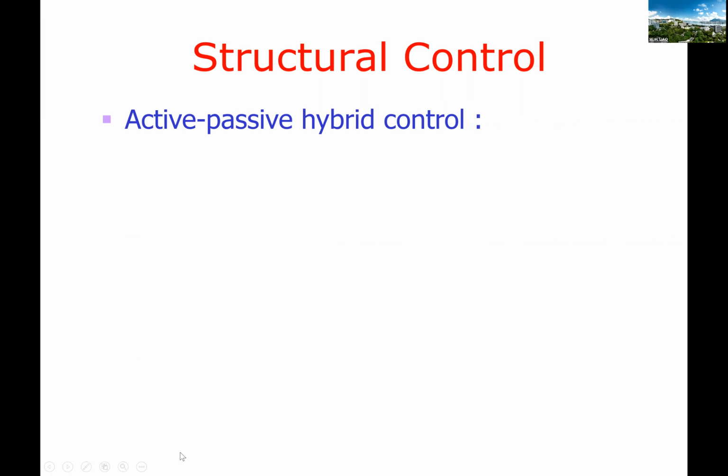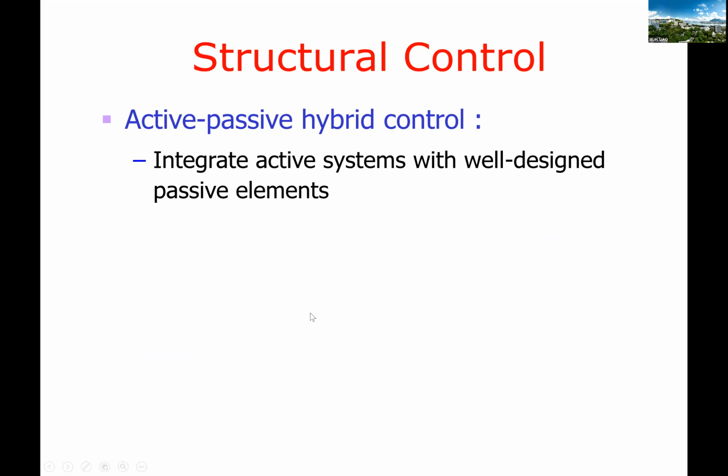The next one will be active-passive hybrid. We call it active-passive hybrid control. So what is it? The purpose here is to integrate the active system with a well-designed passive element. So you can see there are some keywords, right? The key ones are active and passive. But of course, we don't just put them together; it should be well-designed. If you just put it together, it may not be beneficial.